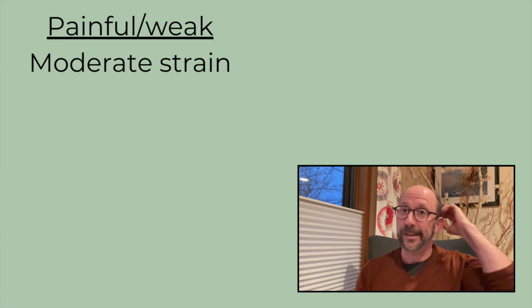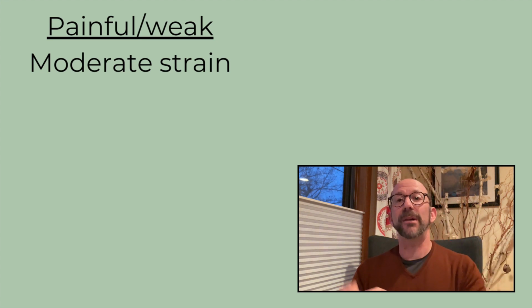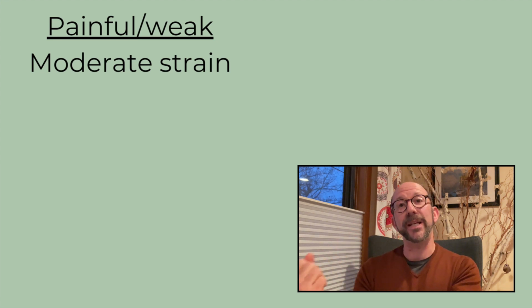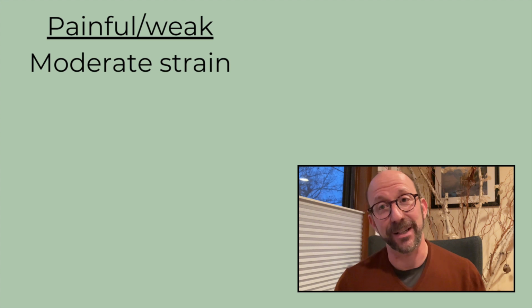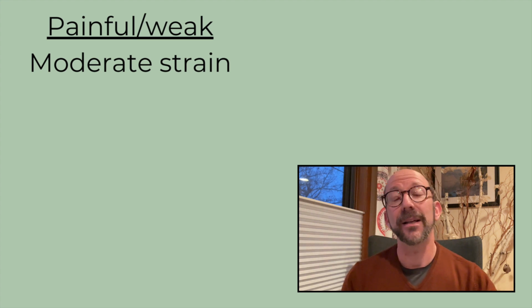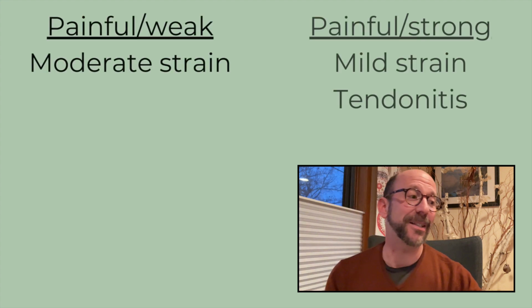We know that's not 100% true, but it's kind of true, and we're going to use this. So here's my little table. I'm going to share with you one quadrant at a time. If your isometric muscle test is painful and weak, so they can't hold and it hurts to try, that's a moderate strain. That muscle is probably torn, not 100%, not full, but more than a little bit.